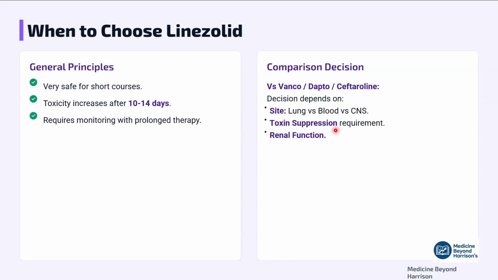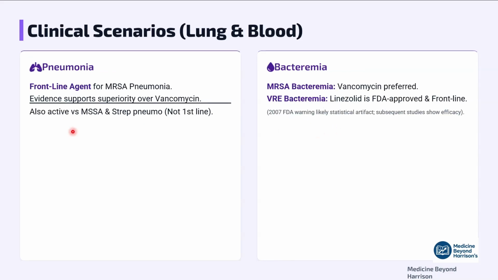When there is elevated creatinine or CKD, you can use linezolid without any dose monitoring or alteration. It is a first-line agent for MRSA pneumonia. Evidence supports superiority even over vancomycin. It is also active against MSSA and Streptococcus pneumoniae, but still it's not the first line because it's predominantly a bacteriostatic drug, not a cidal drug.